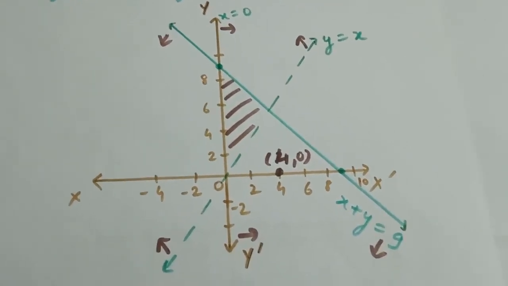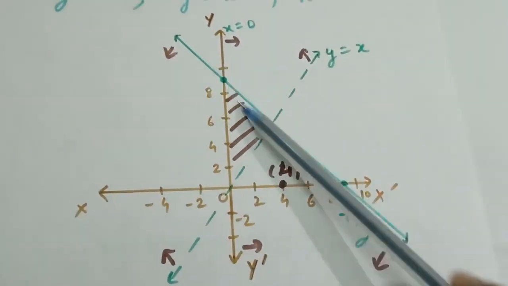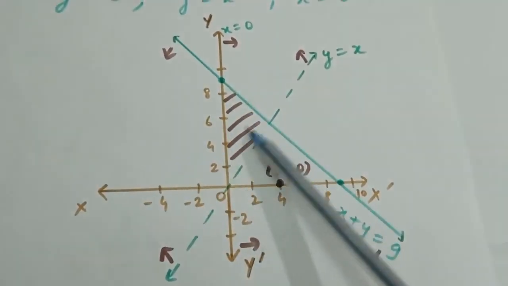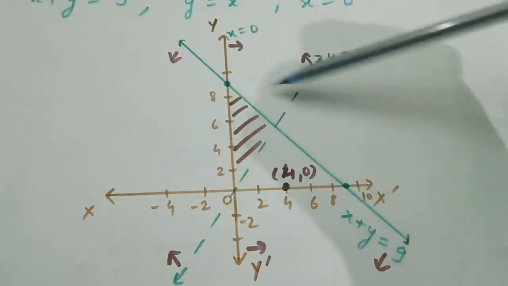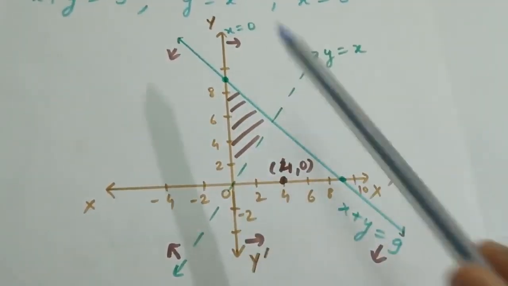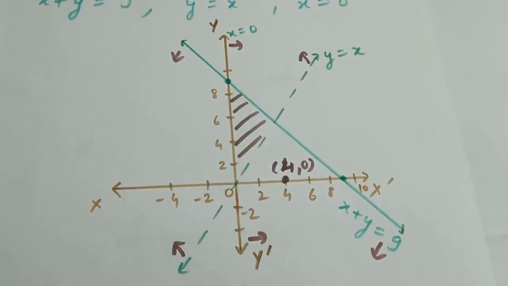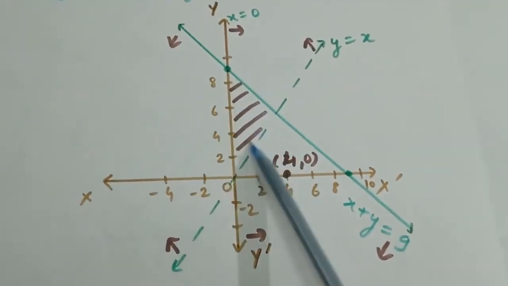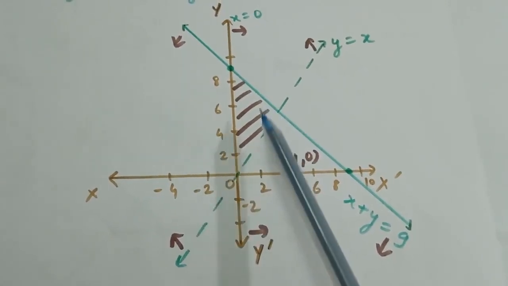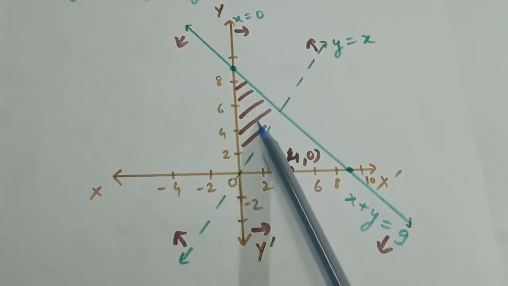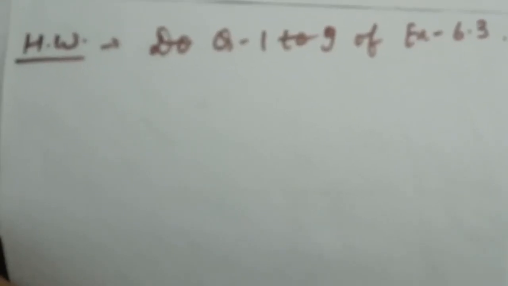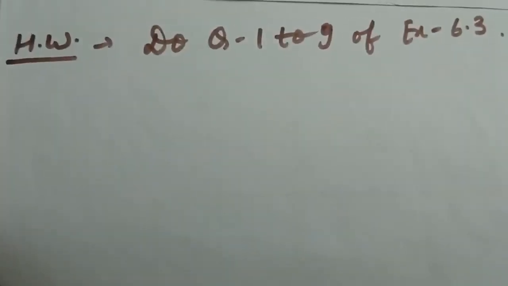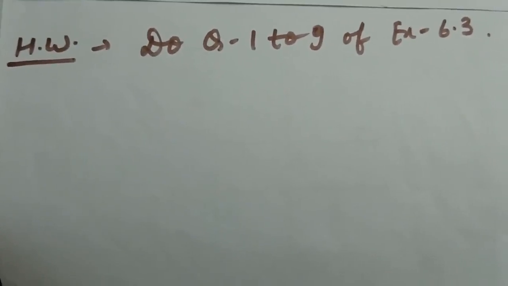Now the common solution you can find out is, from this line we have to go this side, this portion. From this line we have this portion, and from x equal to 0 we have this portion. So you will get this as the common region, right? And this is the solution of the given system of linear inequalities. Now your homework is that you have to complete questions 1 to 9 of exercise 6.3.